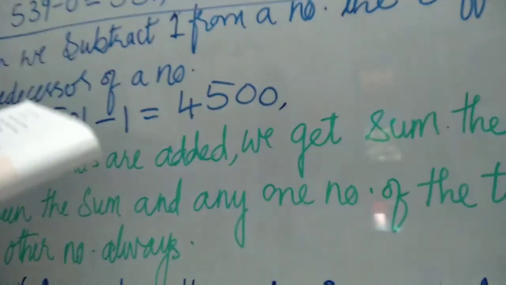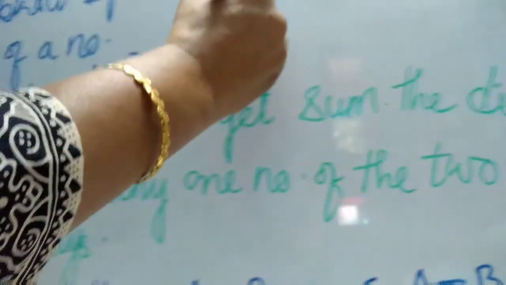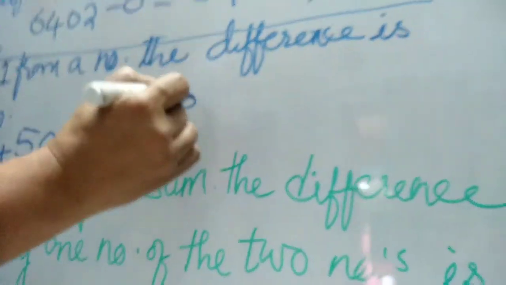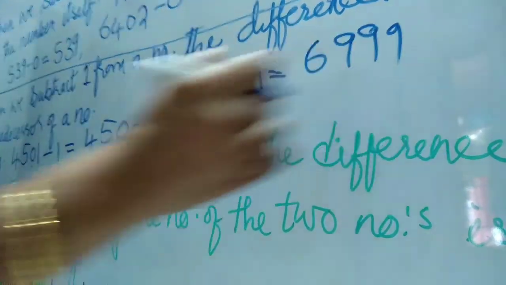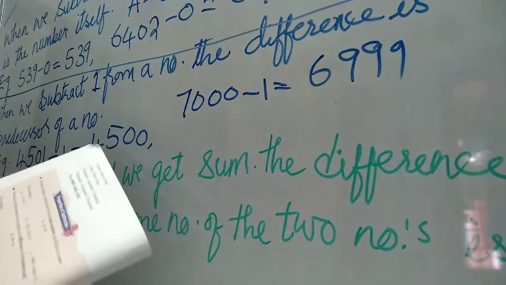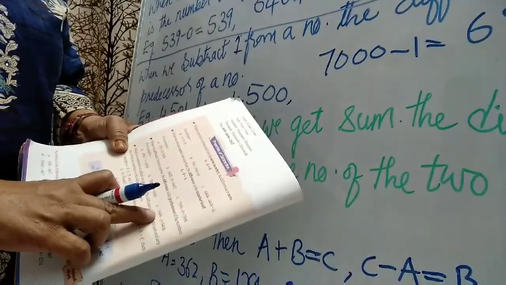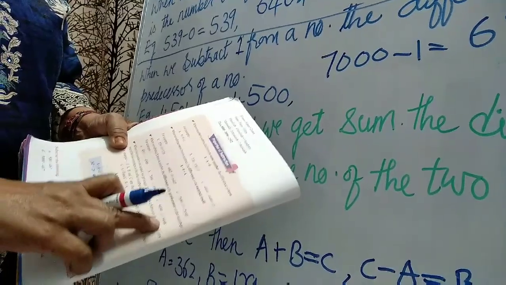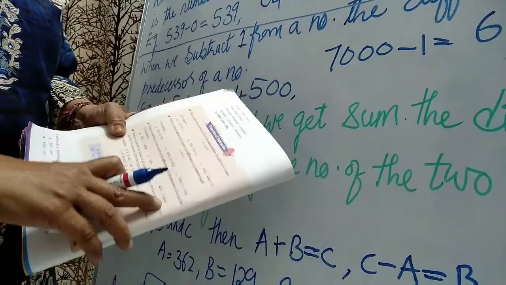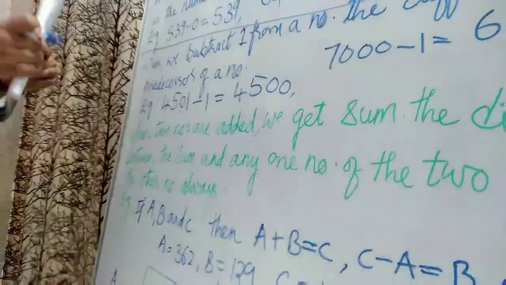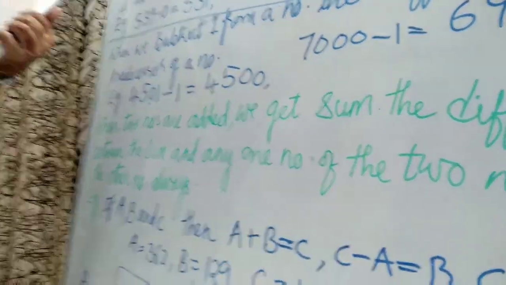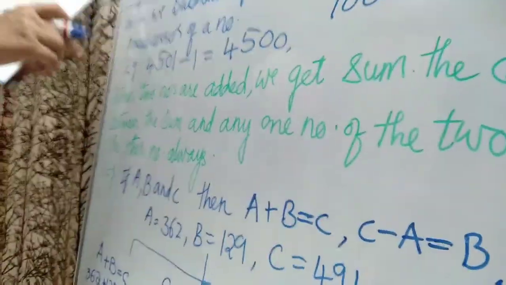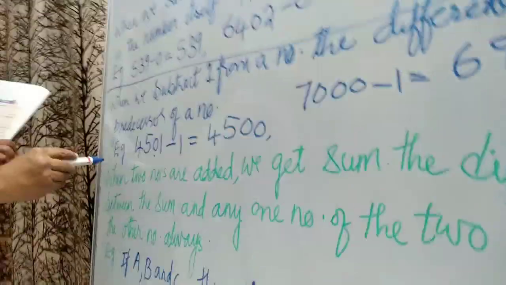This is one example. Second example is 7,000. 7,000 minus 1, you will get 6,999. Then 9,499 minus 1, 9,498. So when we subtract 1 from a number, the difference is the predecessor, like in addition, where the result is the successor.